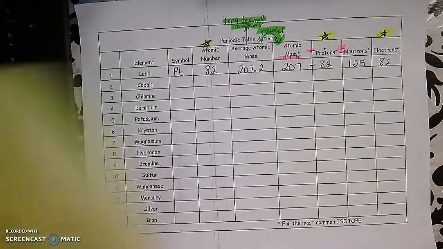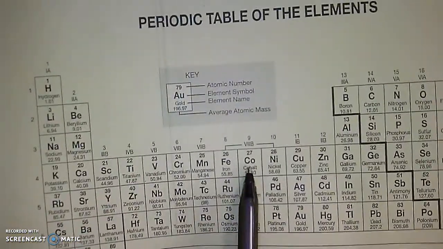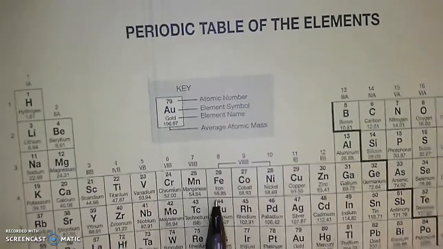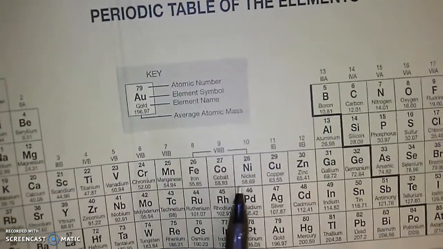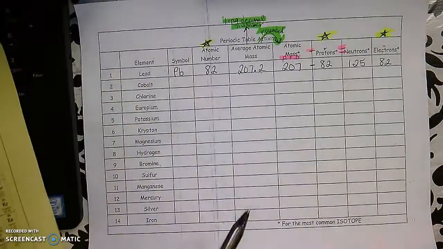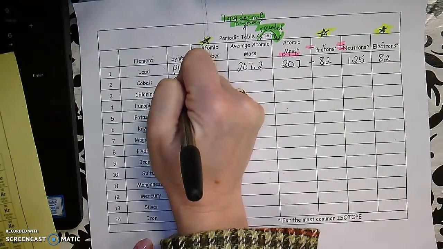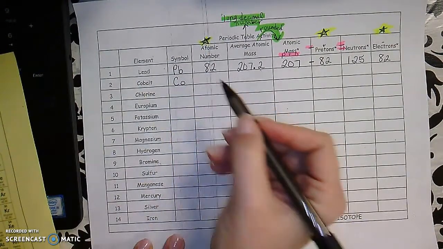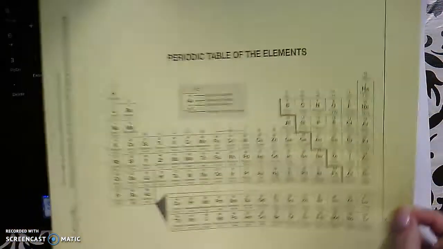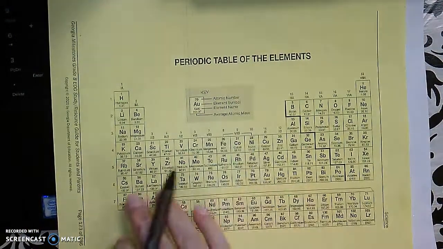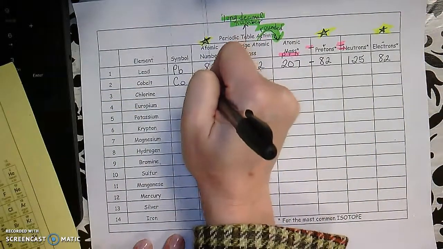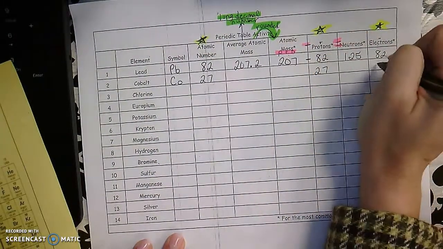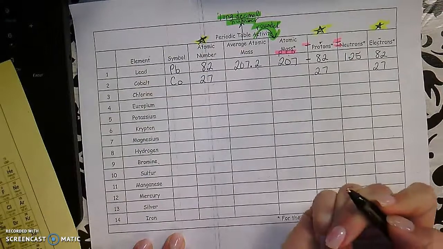So cobalt is right here on the periodic table. Remember, it was one of the few that were magnetic: iron, cobalt, and nickel. So cobalt is a capital C, lowercase o. Remember, it's important for us to write it just as it is. Cobalt's atomic number, right there, is number 27. So I'm going to go ahead and put 27 for protons and 27 for electrons.